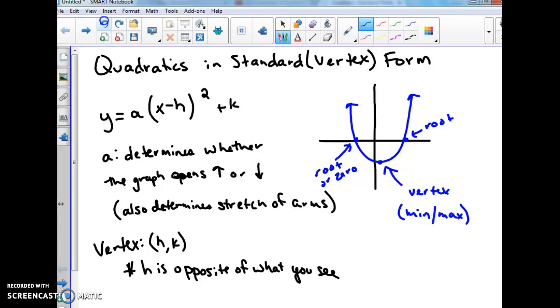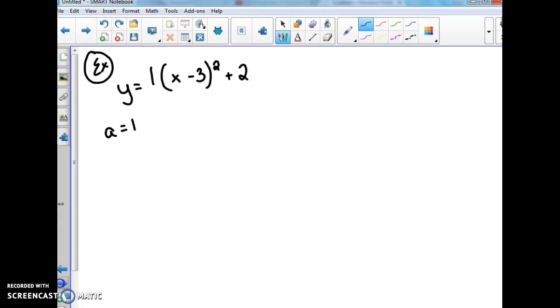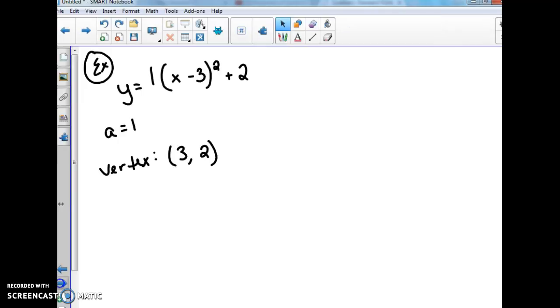And how can we find our root or our zero? Sometimes you will be not in standard form, but you can find the vertex using your graphing calculator, and we'll talk about that in just a little bit. So to start off, let's say that I have y equals 1 times (x minus 3) squared plus 2. So based on this, my a value is 1 and my vertex is at (3, 2).